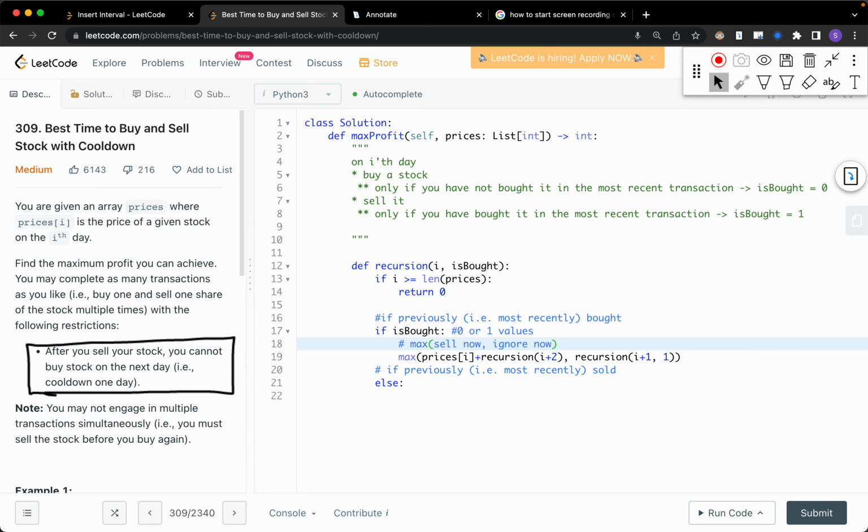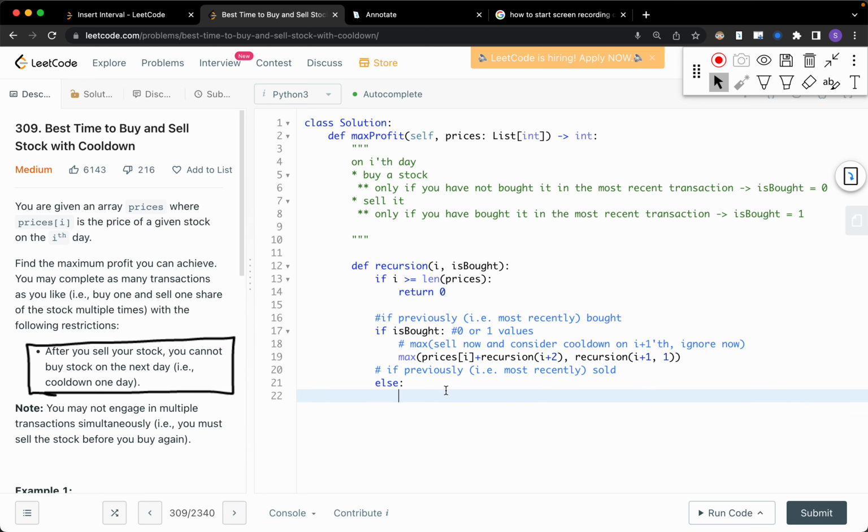That means we will either sell on the given ith day, and we will recurse from I plus 2, because we have to take the cooldown into consideration on the I plus 1th day, or else we can ignore the current day. So that is what we are doing. Because if my isbot is equal to 1, we do the recursion with I plus 1 and send isbot equal to 1, right? So this is the maximum value that we'll be getting.